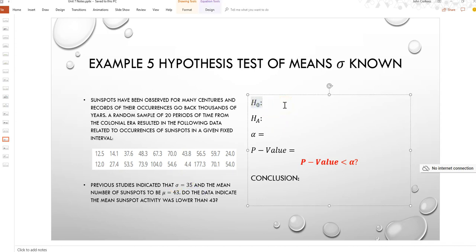For this one, you could just use M if you want, or if you want the proper symbol, type /mu and hit space, and that'll give you mu. Our null is always equal. Here we're saying we know from these previous studies that mu is 43, and we're testing if the data can indicate that it was lower. So I'm looking at mu less than 43.